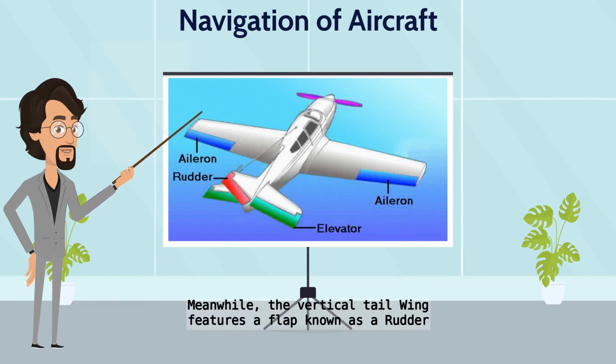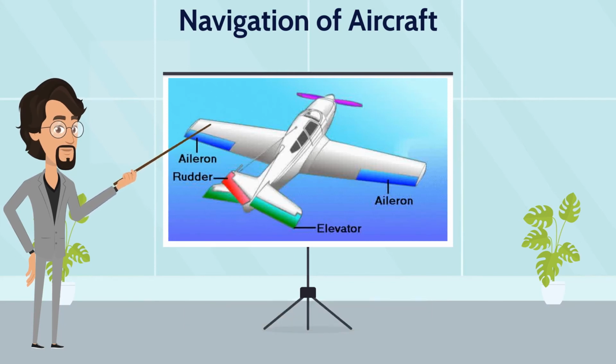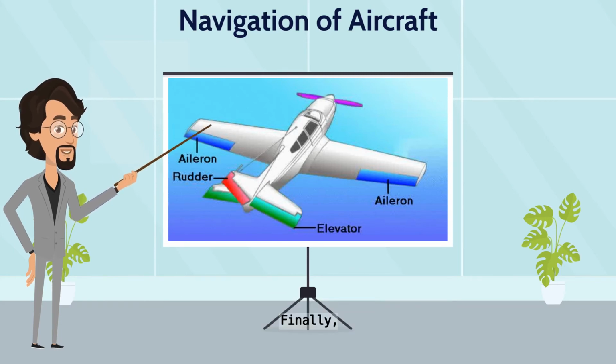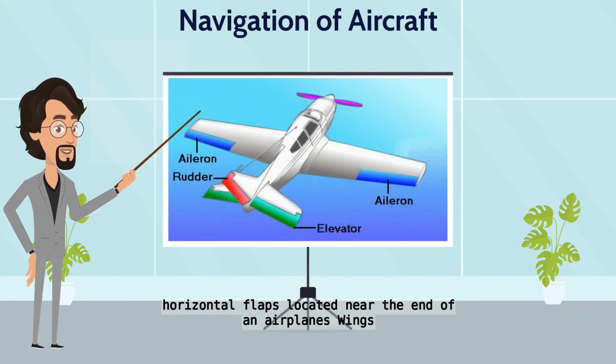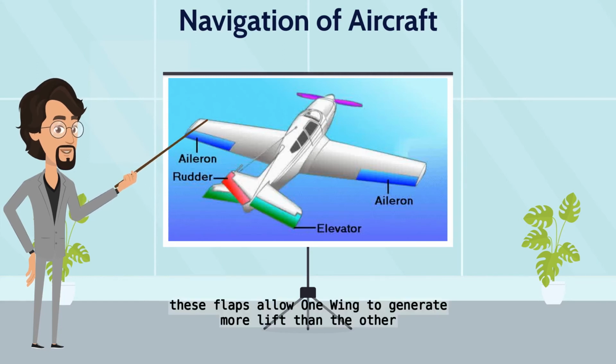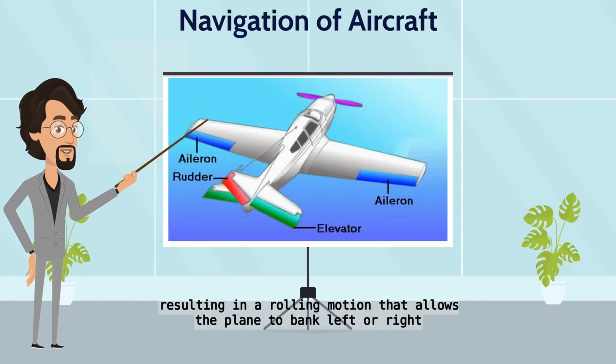Meanwhile, the vertical tail wing features a flap known as a rudder. It enables the plane to turn left or right and works along the same principle. Finally, we come to the ailerons, horizontal flaps located near the end of an airplane's wings. These flaps allow one wing to generate more lift than the other, resulting in a rolling motion that allows the plane to bank left or right.